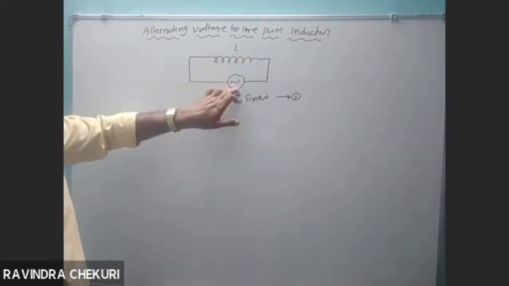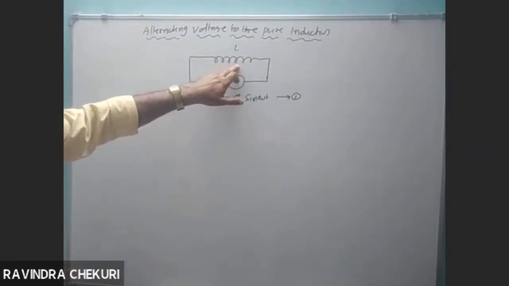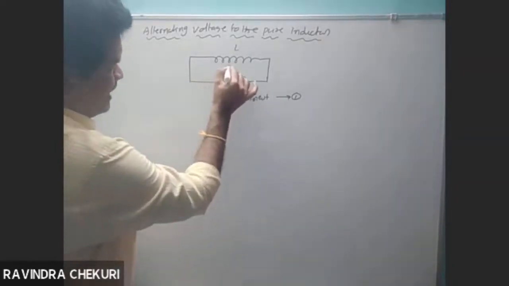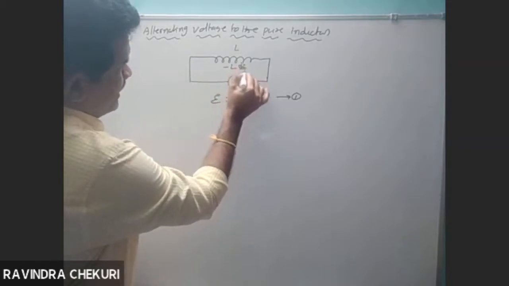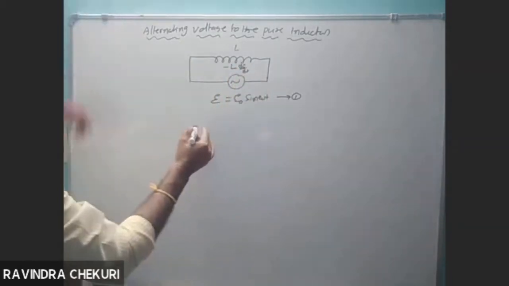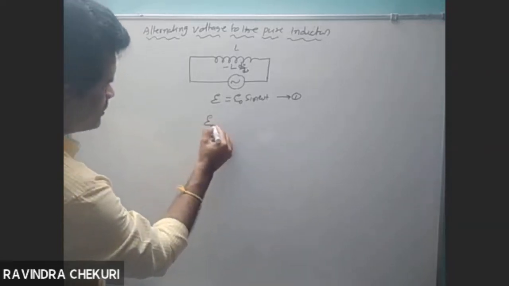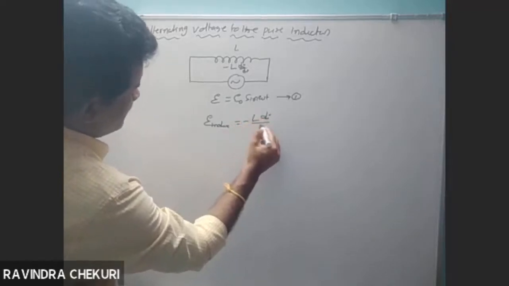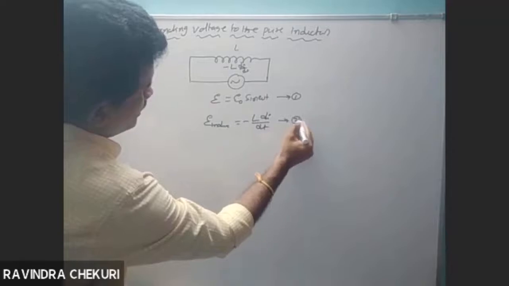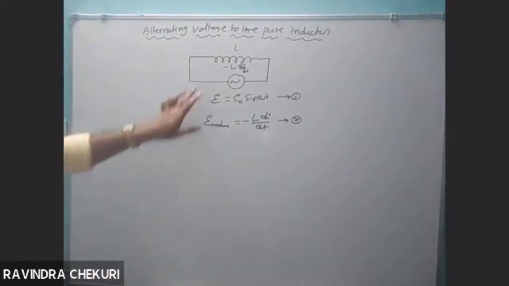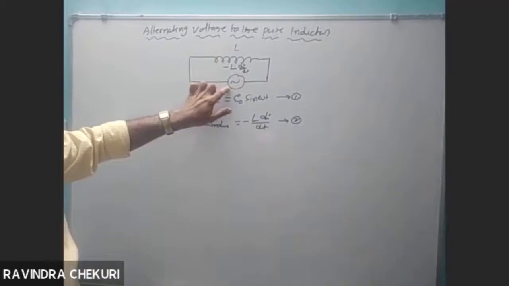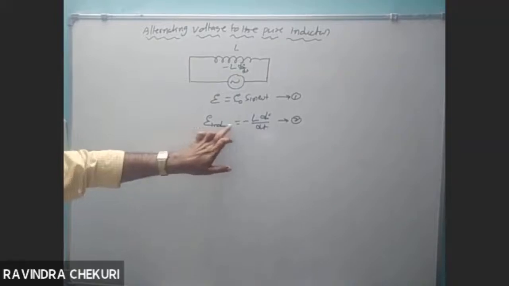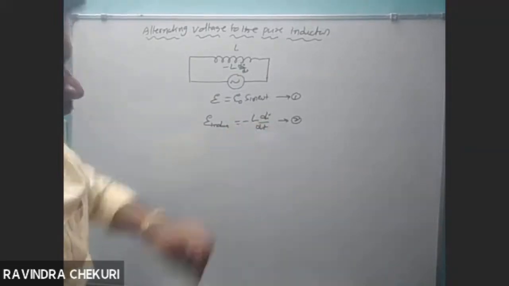Yesterday we discussed the inductor. When an inductor is connected to a source of current, an induced EMF will be generated in that inductor. According to Faraday's law, the induced EMF in that coil is equal to minus L into di by dt.